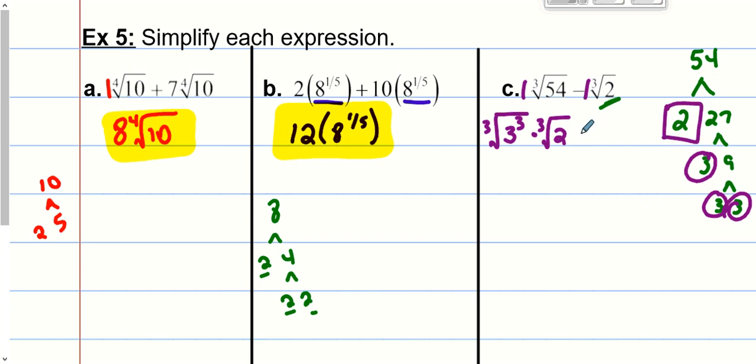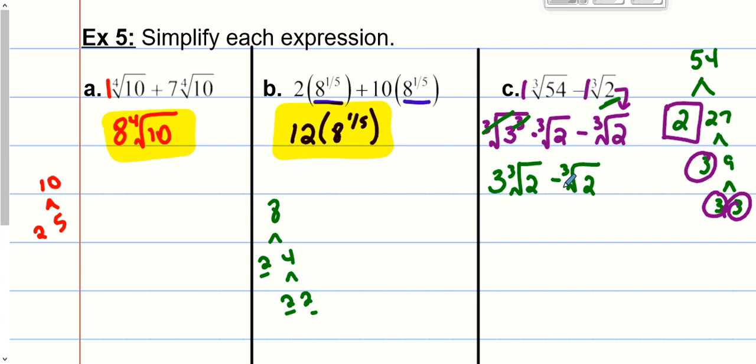Now the rest of it I can write as minus the cube root of 2. That one comes from right there. So now with my next step, the cube root and the cube power cancel, and I have 3 cube roots of 2 minus the cube root of 2.